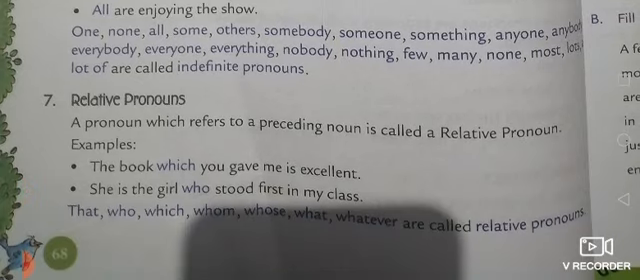Next is the relative pronouns. As the word indicates, they relate to something. Like the book which you gave me is excellent. She is the girl who stood first in my class. The boy who met me is my brother. These kinds of words come in the relative pronouns.